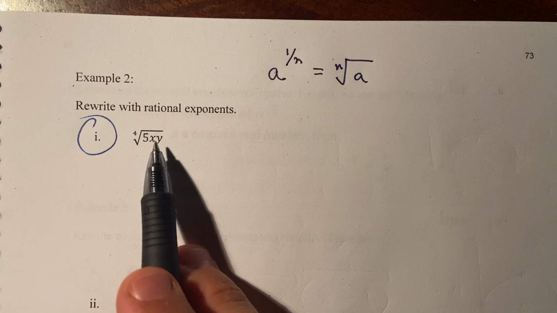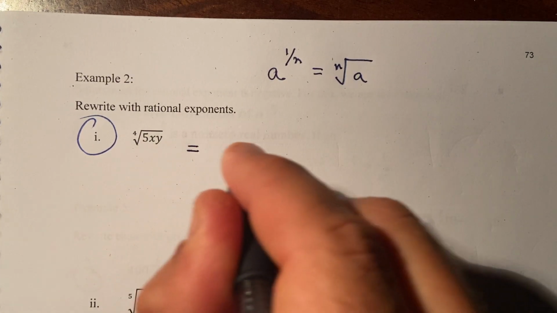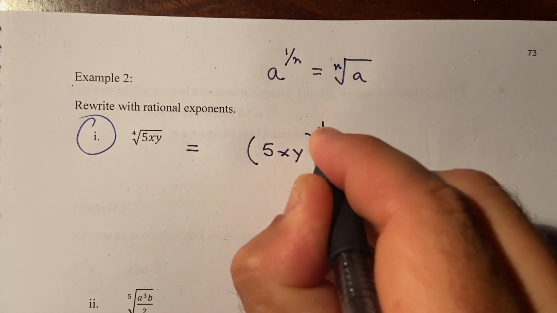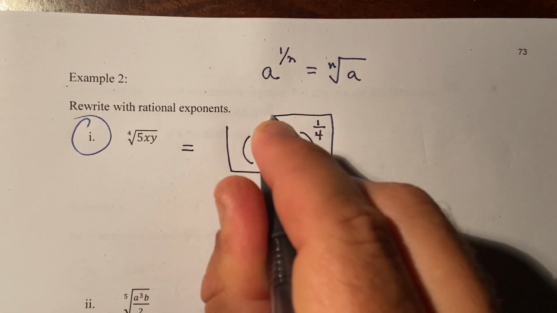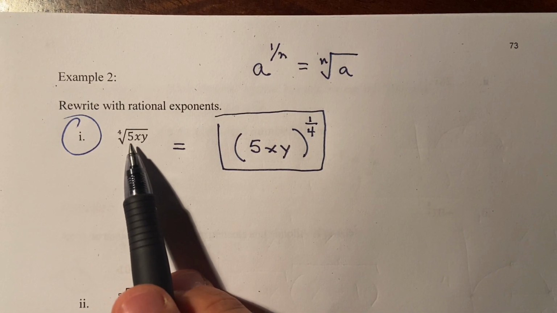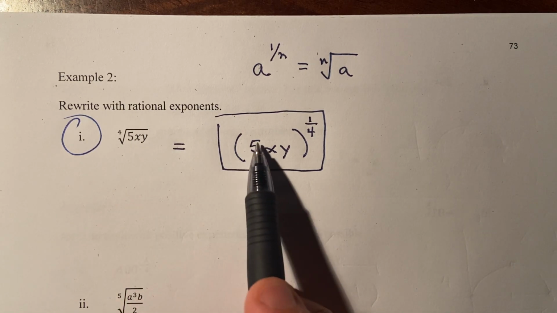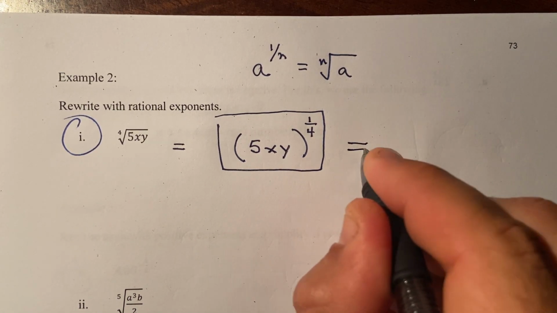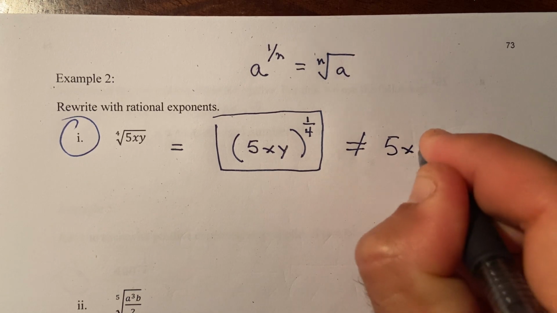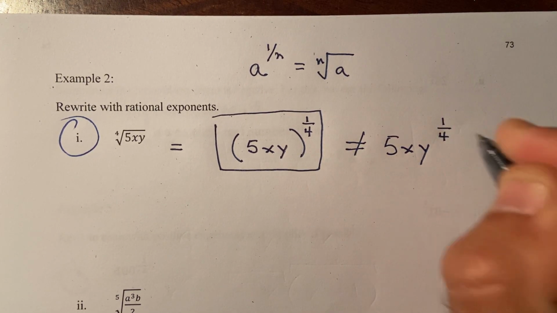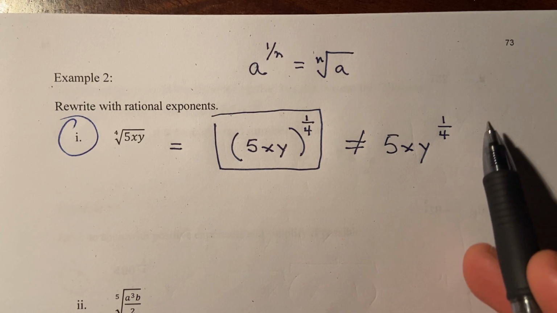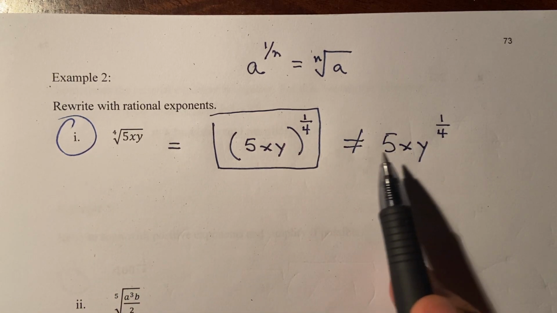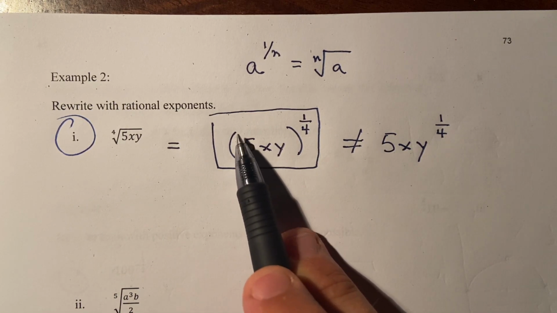So if I have the fourth root of 5xy, this would be the same as 5xy, all under this 1/4 power. Since the entirety of 5xy is inside of the root, the entirety of 5xy needs to be under the power in the parentheses. This is not equal to just 5xy to the 1/4 in general. Okay, so this would be incorrect because it wasn't just the y that was under the fourth root, it's the entirety of 5xy. So these parentheses are necessary.